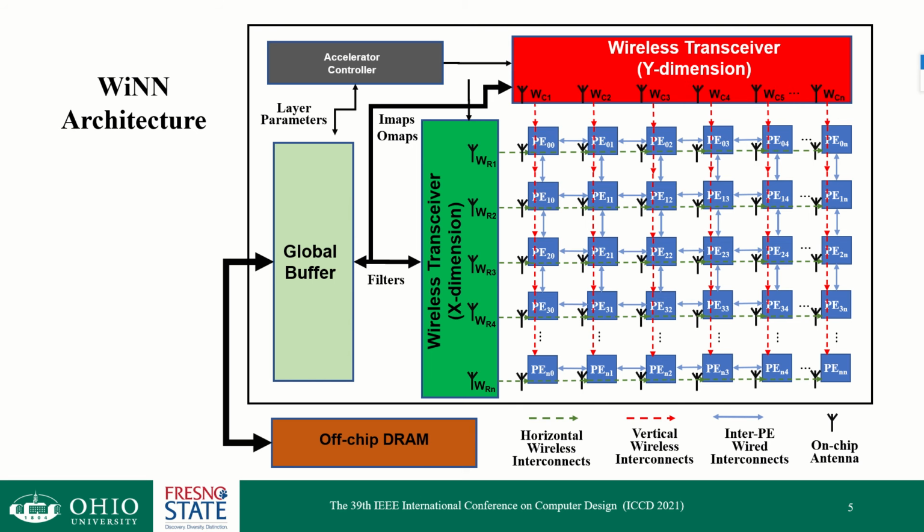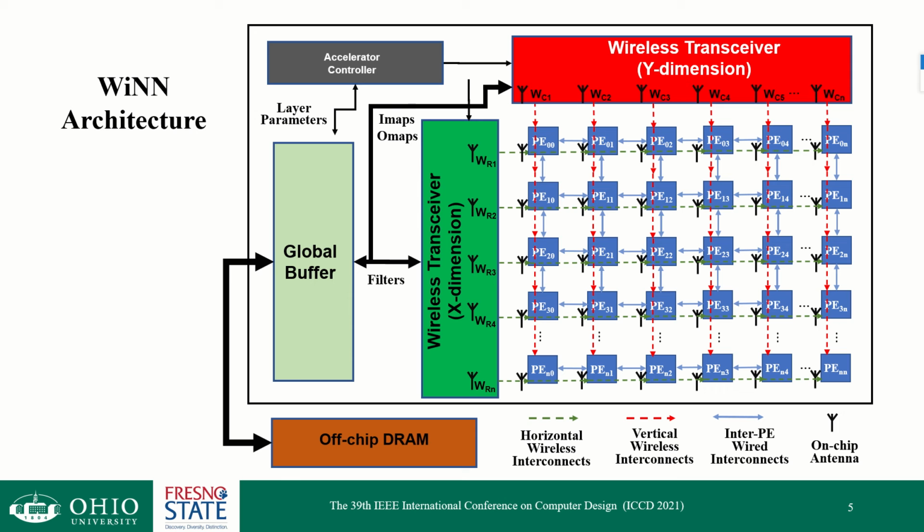Here is the overall architecture of our proposed accelerator named WiNN. WiNN consists of a global buffer, which connects the off-chip DRAM and the on-chip processing element array. We have two global wireless transceiver arrays. They are connected to the PE array from the left and the top. Wireless transceiver arrays assign one transmitter and antenna for each row and column of the PE array, which constitutes an XY dimension order wireless network. We modulate the wireless channels of the XY axes at different central frequencies to minimize the interference at the cross points.